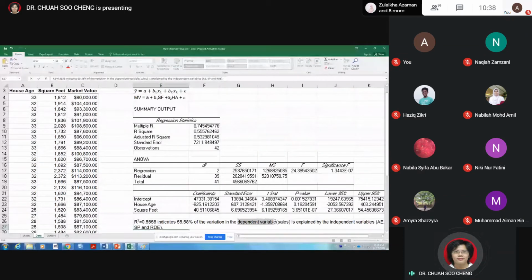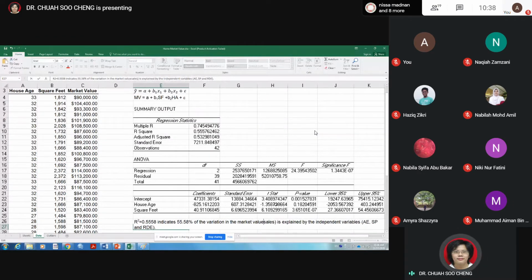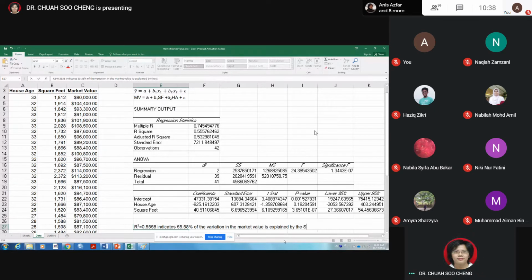In the dependent variable, which is the market value, it is explained by what? By how many? The explanatory power is by square feet and house age.